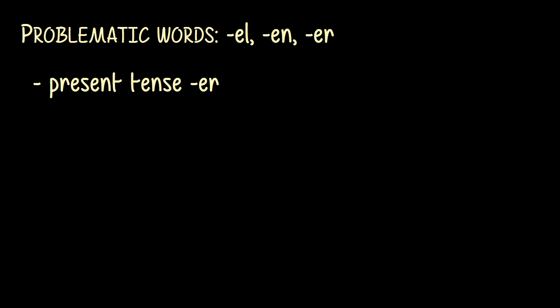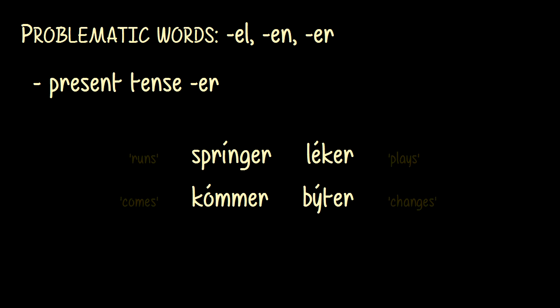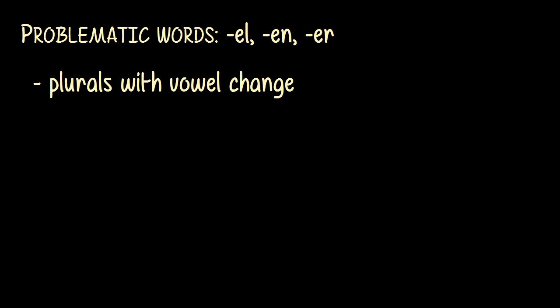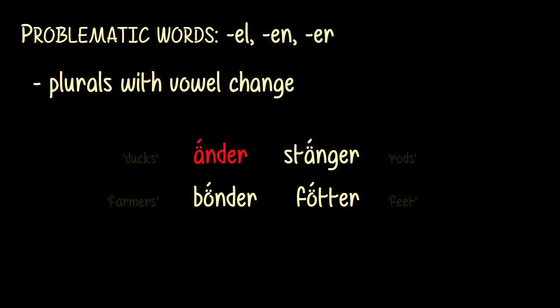Present tense verbs in R always have accent 1. Springer, kommer, leker, byter. Compare with hoppar, kallar. Same thing with plural forms with vowel mutation. Änder, bönder, stänger, fötter. Compare with katter, filmer.